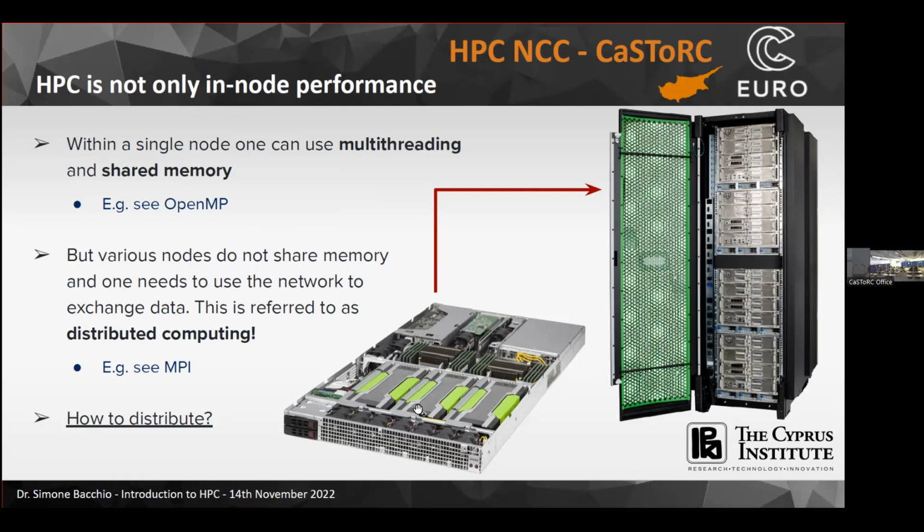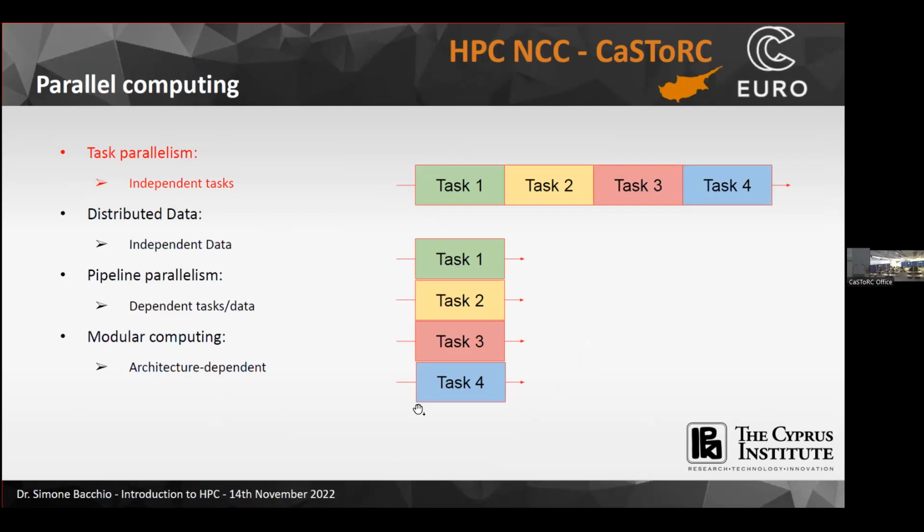So how are you supposed to distribute the data? Well, one way is very simple: task parallelism. Normally if you have a serial program, it will do task 1, task 2, task 3, task 4 in a row. If these tasks can be done in parallel, okay, very easy. You just need to distribute them and assign one task per node or per process.